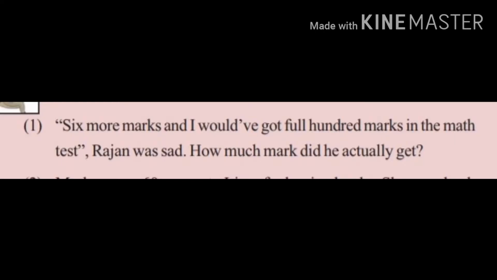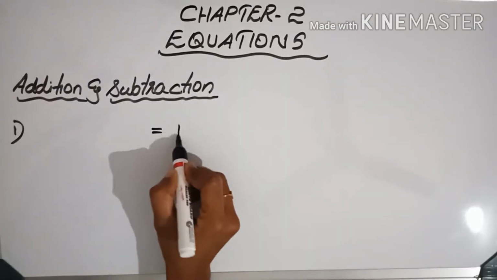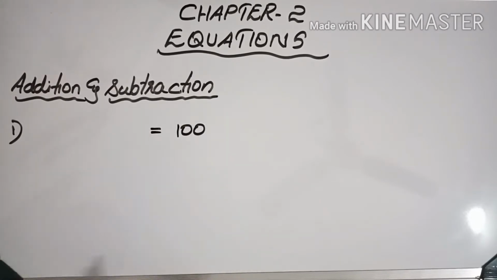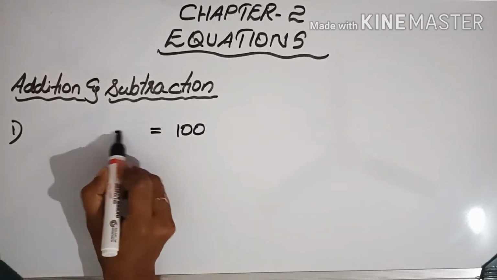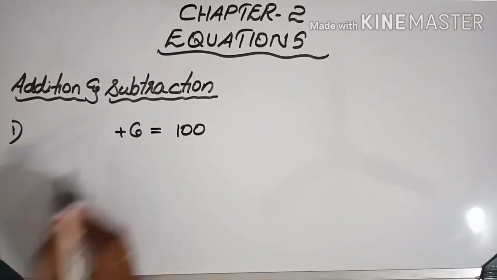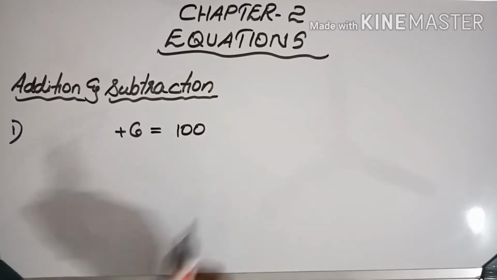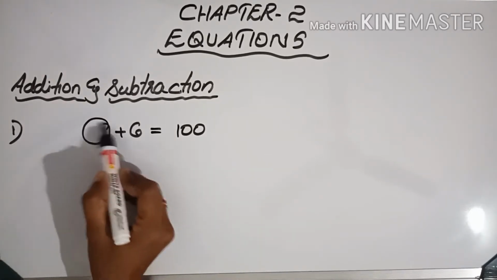So our first question is: 6 more marks and I would have got full 100 marks in the maths test. Rajan was sad. How much mark did he actually get? In this first question, a boy is saying that in order to get 100 marks for the maths test, he needs 6 more marks. 6 more means plus. Okay, more means it is plus. 6 more marks he needed to get 100 marks.